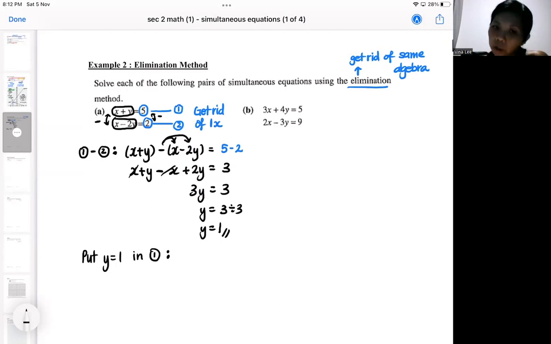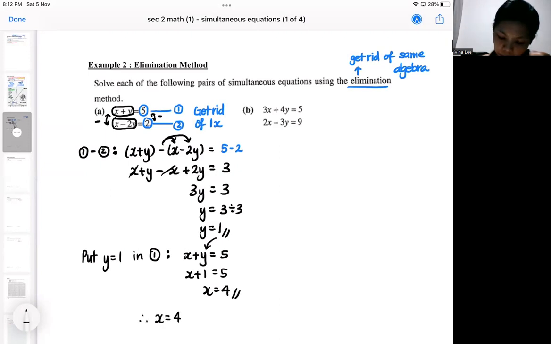Put it into equation 1. So what is equation 1? This is equation 1. You put the y value inside. And from there, you can find your x. So the final answer will be x is equal to 4, y is equal to 1. Make sure you got all the statement.